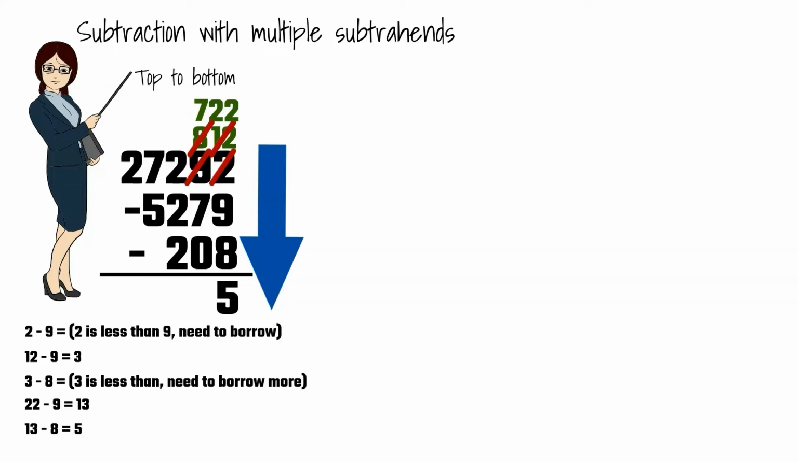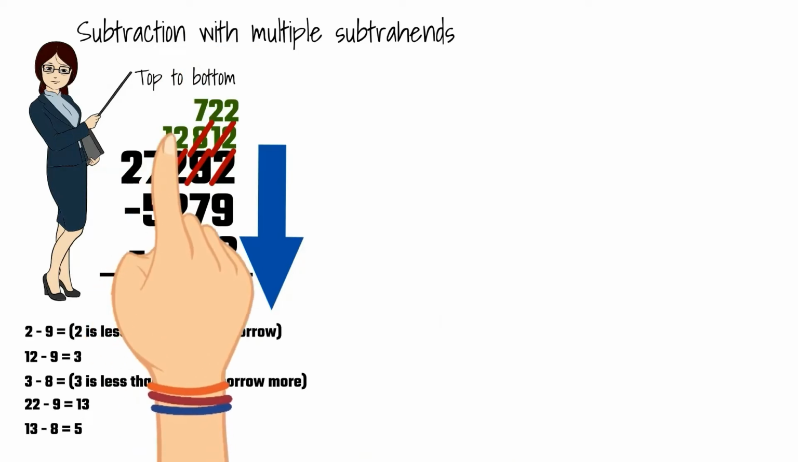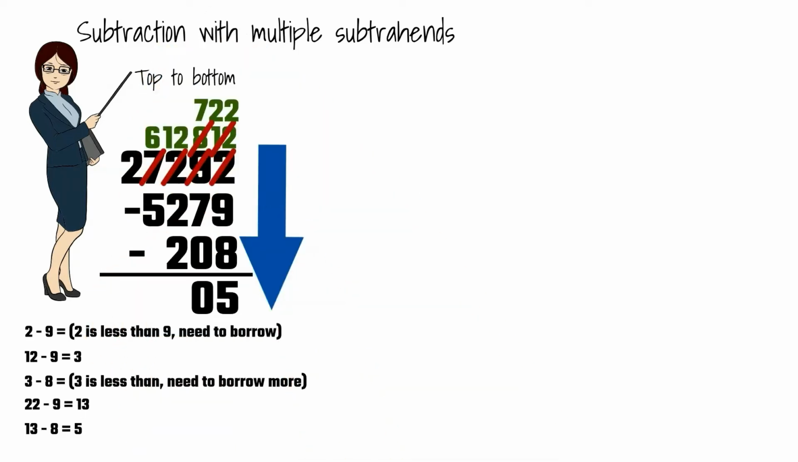Next, the new digit in the next place value of the minuend is 7. 7 minus 7 equals 0. 0 minus 0 equals 0. Next, 2 minus 2 equals 0. 0 minus 2. 0 is less than 2. Let us go back from the top and borrow 1 from 7. 2 becomes 12 and 7 becomes 6. Let us again perform the subtraction. 12 minus 2 equals 10. 10 minus 2 equals 8.